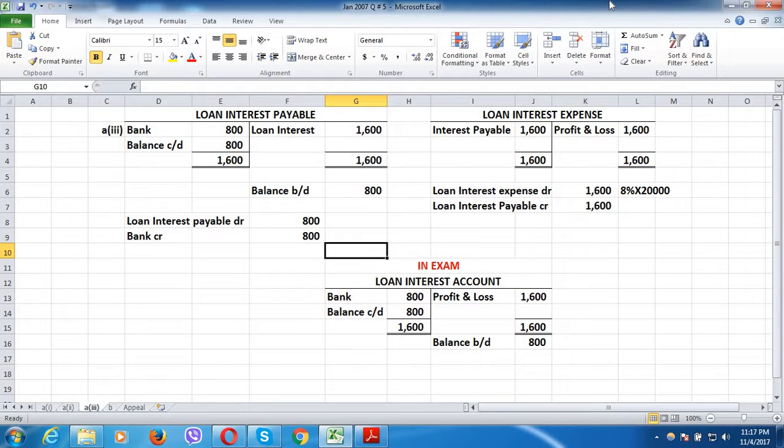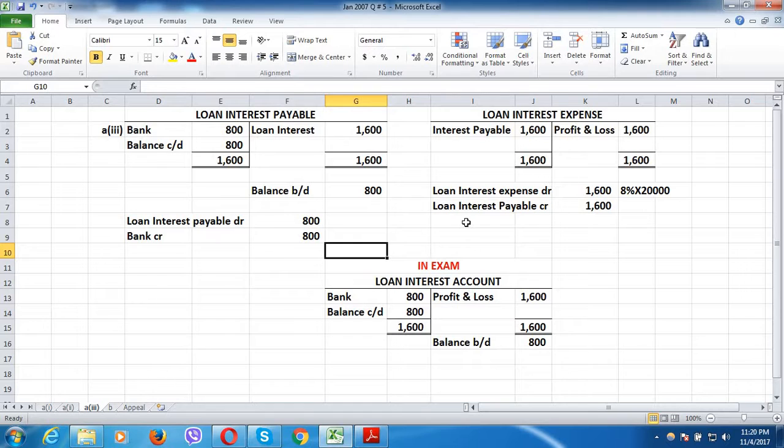If there was a loan taken previously, or in the last year, and after charging the loan interest expense the payment was more than the chargeable amount in the previous year, the balance brought down will be on the debit side. And if the payment was lower than the chargeable amount in the previous year, then the balance brought down will be on the credit side. But in this case neither happened.